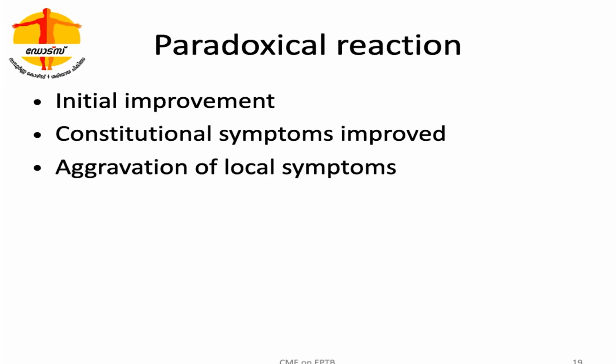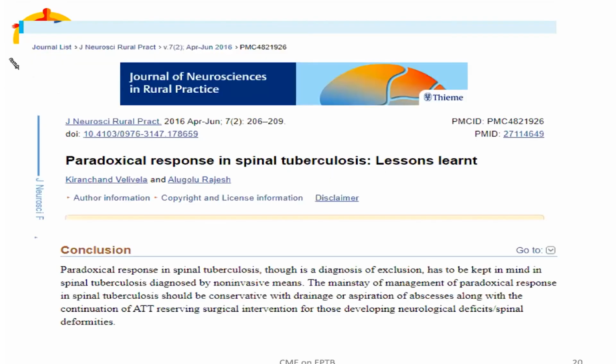In a paradoxical reaction, there will be an initial improvement, but later, from 4 to 8 weeks, the patient can have an aggravation of the local symptoms. But it has to be diagnosed by excluding all other possibilities, including a different diagnosis or the development of multi-drug resistant tuberculosis. And this reaction may pose difficulties for the treating orthopedician as well as the whole treating team.